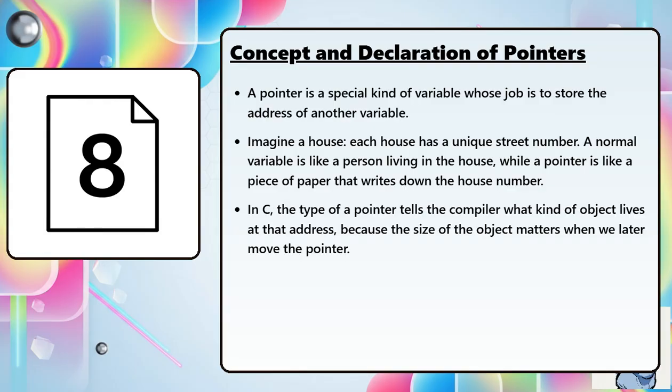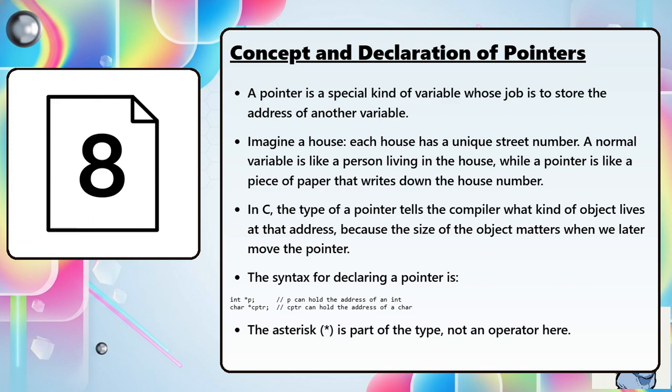In C, the type of a pointer tells the compiler what kind of object lives at that address, because the size of the object matters when we later move the pointer. int *p: p can hold the address of an int. char *cptr: cptr can hold the address of a char. The asterisk is part of the type, not an operator here.